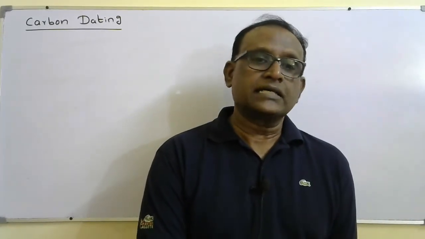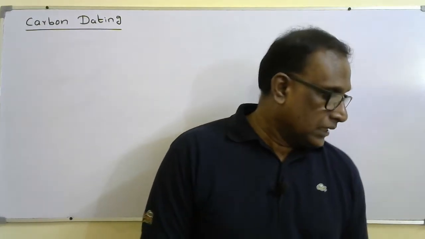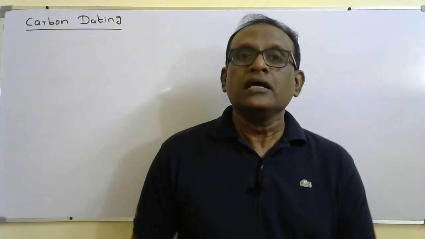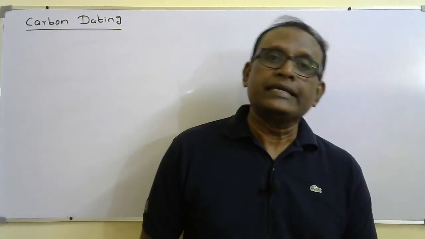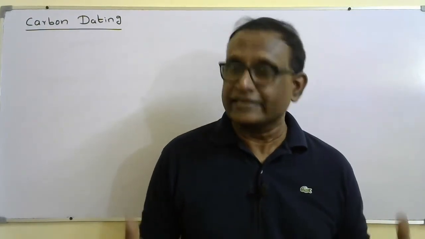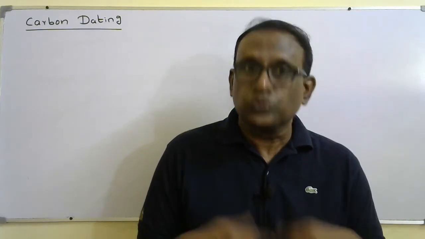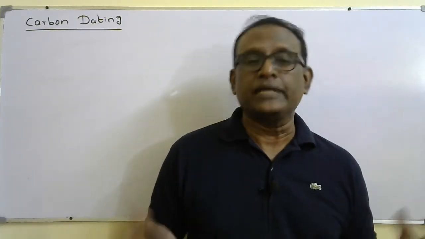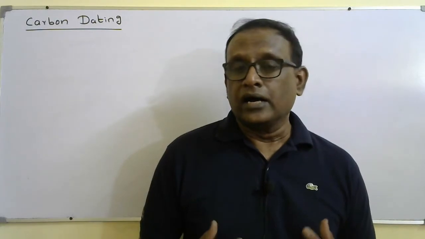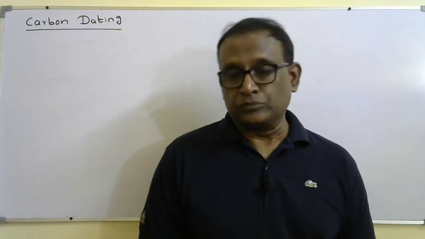Okay, so the next topic is carbon dating. Carbon dating is one of the applications of radioactive decay. So you know carbon 14 is formed in the atmosphere. Carbon 14 has almost the same chemical behavior as carbon 12. So normally the amount of carbon 14 in the atmosphere remains constant. During the photosynthesis process, plants consume carbon 12 as well as carbon 14. The amount of carbon 14 consumed by the plants depends on the amount of carbon 14 in the atmosphere.